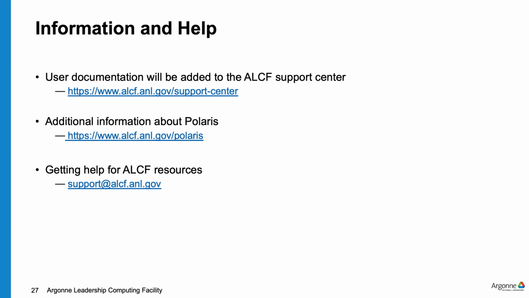So as always, if you're looking for any additional information or help, one of the first places to look is the Support Center on the ALCF website. This includes all the documentation for the ALCF resources, and will soon include the Polaris documentation as well. You can see additional information about Polaris on its main page on the ALCF website. And as always, if you need any help, you can get help for your ALCF resource usage through support@alcf.anl.gov.